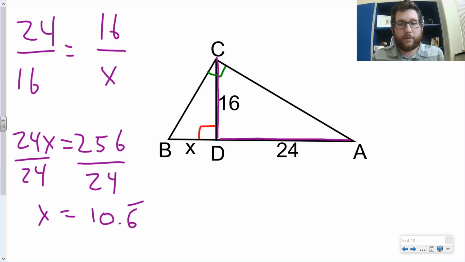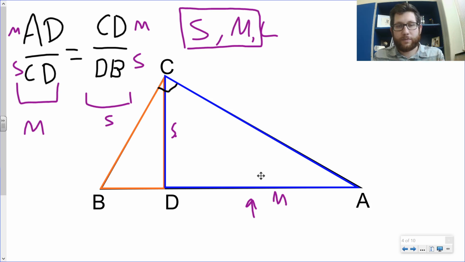Now, let's check to make sure this makes sense. 10.6 repeating. Could that be that side? Well, it should be smaller than 16. It should be smaller than 24. So I'm okay with that as an answer. It doesn't have to look exactly right, but just make sure that it's smaller than what it should be smaller than. So that's the first kind, when I'm dealing with the smallest and medium triangles.